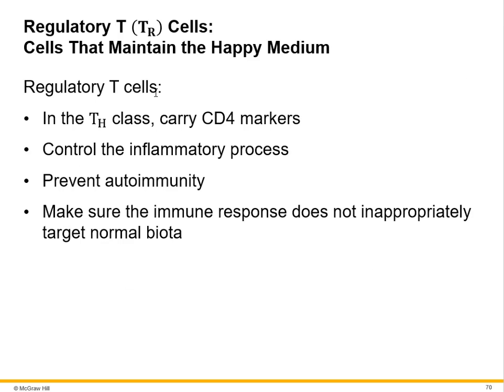So the T regulatory cells maintain this happy medium. They control the inflammatory process. They prevent autoimmunity. They make sure that the immune response doesn't inappropriately target the normal microbiota. So these are really important things, and we think one of the ways that autoimmune diseases may develop is something's wrong with the T regulatory. But we definitely don't want to get rid of the normal microbiota, and we don't want to target it. Otherwise, we wouldn't have normal microbiota. So the fact that they can distinguish between good bacteria and bad bacteria is pretty amazing.